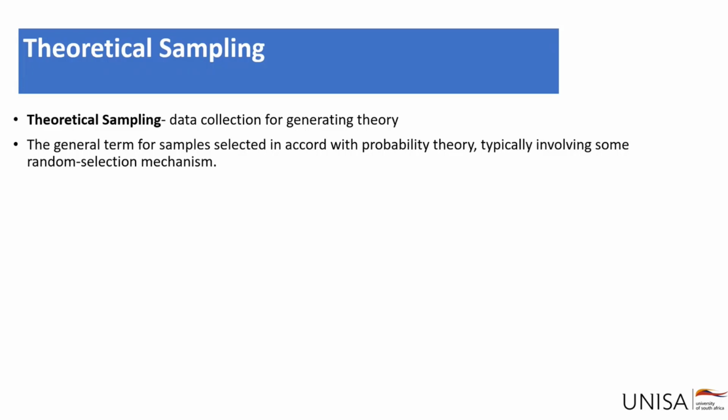The last one, ladies and gentlemen, really is theoretical sampling. Here is where you collect data that is used for generating theory. The general term of sample that is selected here in terms of theoretical sampling is with a probability theory, typically involving some random selection mechanism. So again, it's another probability sampling, where you're basing it on the theoretical sampling for data collection for generating theory as a probability sample.